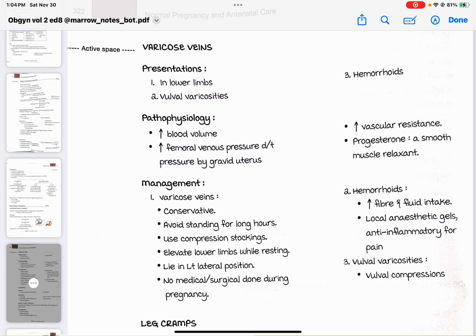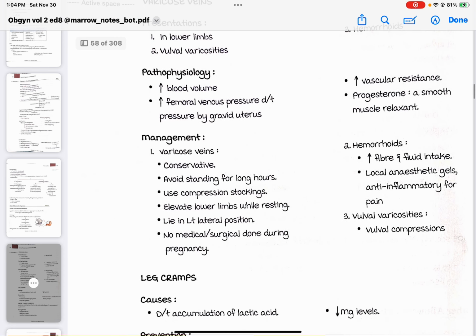Pathophysiology: increased blood volume, increased femoral venous pressure due to pressure by gravid uterus, increased vascular resistance, progesterone, a smooth muscle relaxant. Management of varicose vein: conservative, avoid standing for hours, use compression stockings, elevate lower limbs while resting, lie in left lateral position, no medical or surgical treatment done during pregnancy.